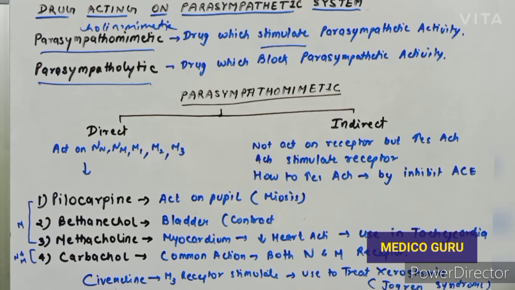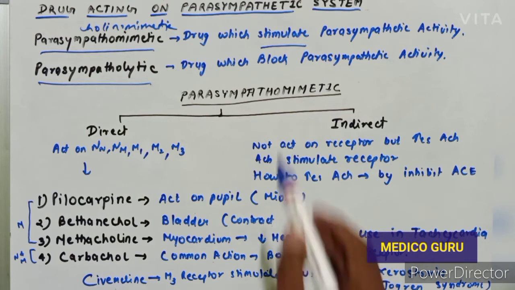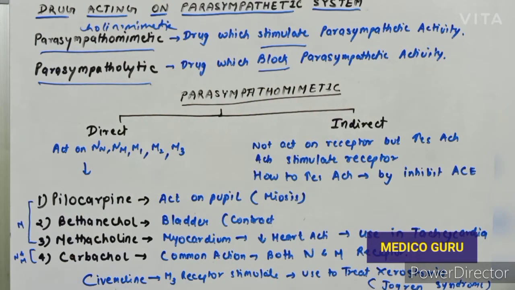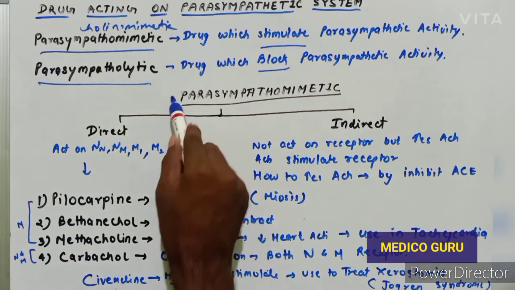The other one is parasympatholytic. Drugs which block parasympathetic activity are parasympatholytic. Okay, so these are the two types, parasympathomimetic and parasympatholytic. Parasympathomimetic drugs stimulate parasympathetic activity; parasympatholytic drugs block the parasympathetic activity. So first we discuss the parasympathomimetic.